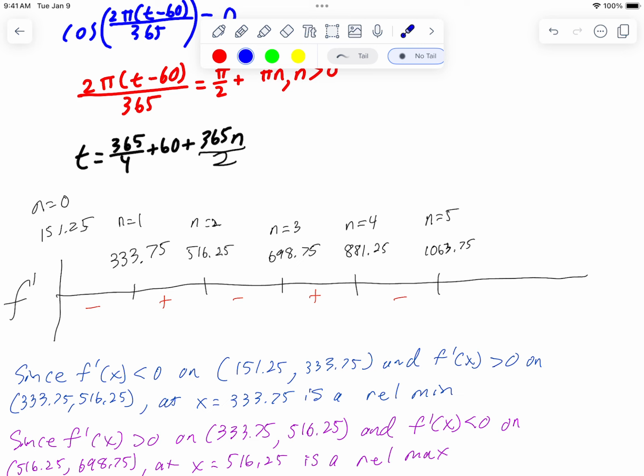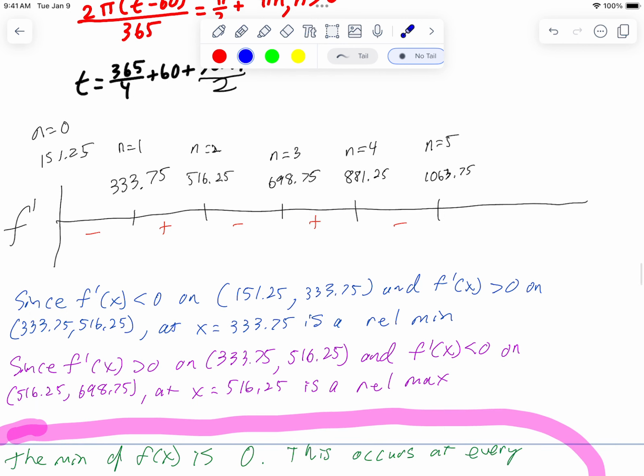333.75 is going to be a relative minimum. At 516.25 is going to be a relative maximum. And then again, that's going to repeat. So here's a relative minimum again. Here's a maximum. This will end up being a minimum, and so on. Don't forget to use your derivative speak to justify your answers.